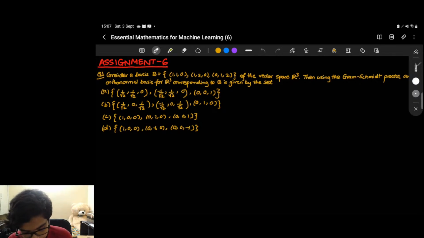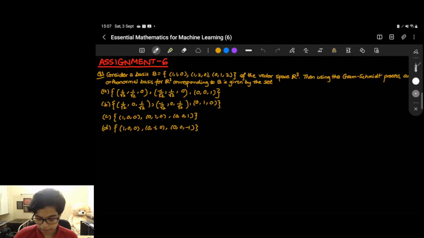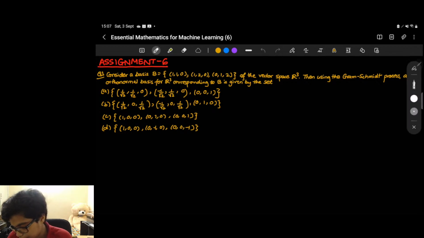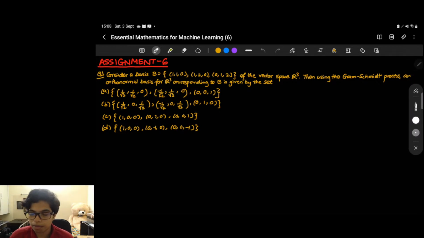So we have the first question. Consider a basis B which is given as the basis of three vectors of the vector space R3. So if the vector space is R3, that's why the basis would have three elements. Then using the Gram-Schmidt process, an orthonormal basis for R3 corresponding to B is given by the set, and we need to select which of these options is an orthonormal basis obtained by Gram-Schmidt process from the given set B that we have.